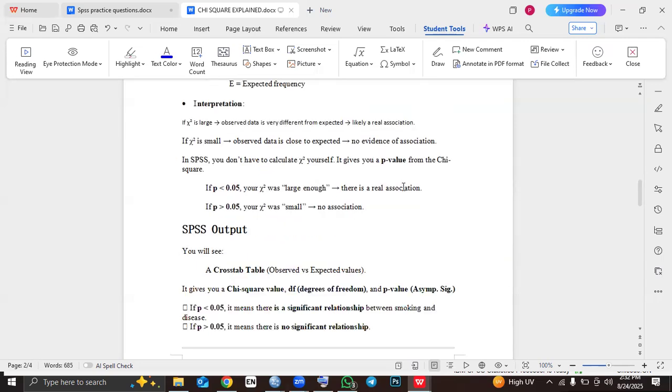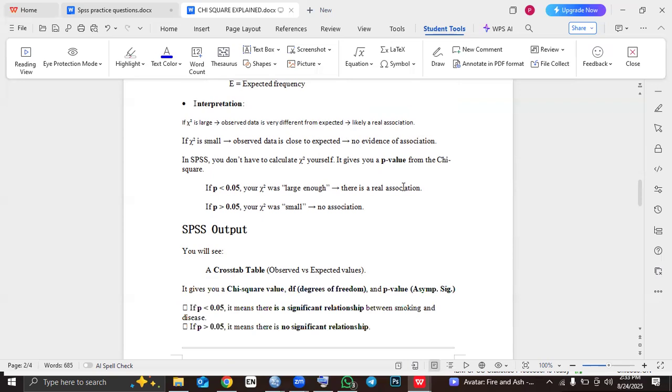Now, most of the time, you wouldn't be demanded to manually calculate the chi-square value and expected values, especially when you are doing your own research or in your final year exam.